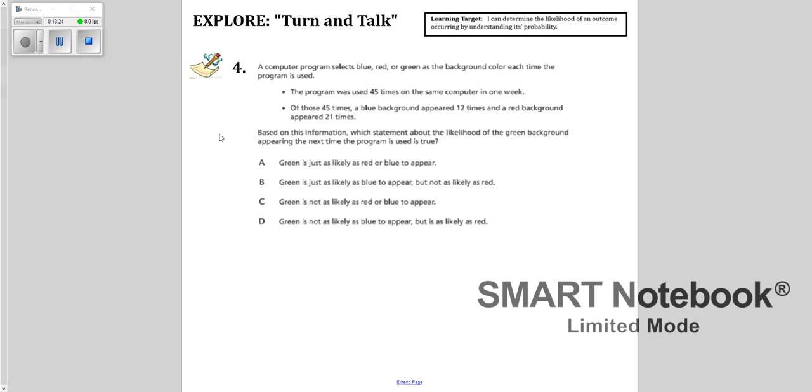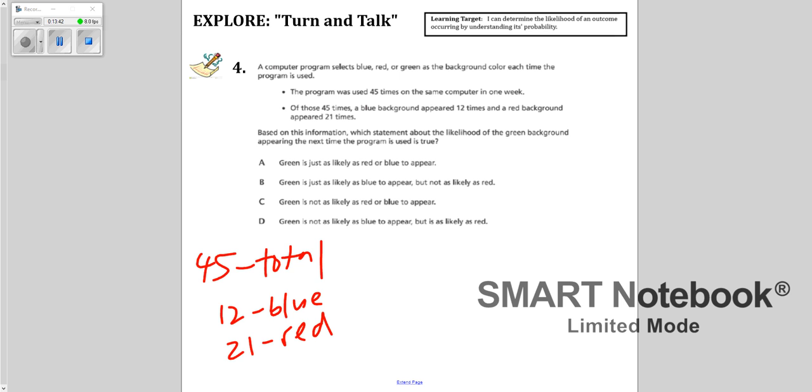Computer program selects blue, red, or green backgrounds each time. The program was used 45 times. So 45 is the total. And they tell us that out of those 45, 12 were blue and 21 were red. And then they're asking about green, but we don't know how many were green, but we could figure that out.